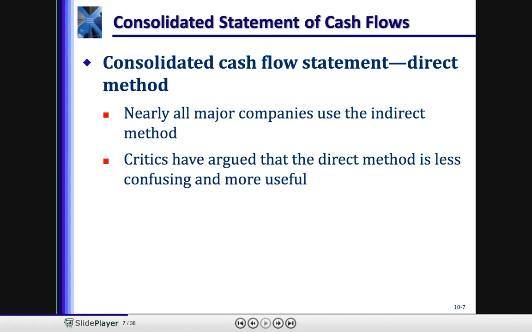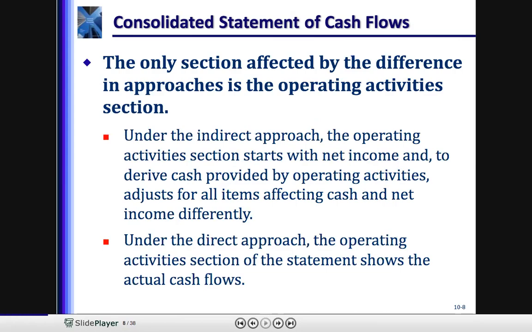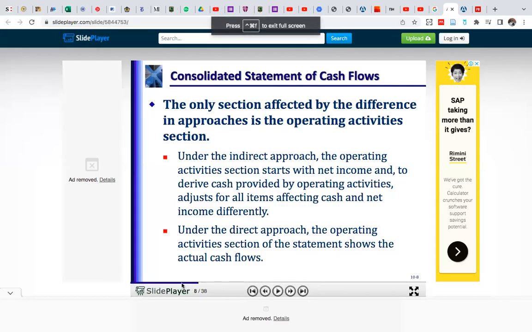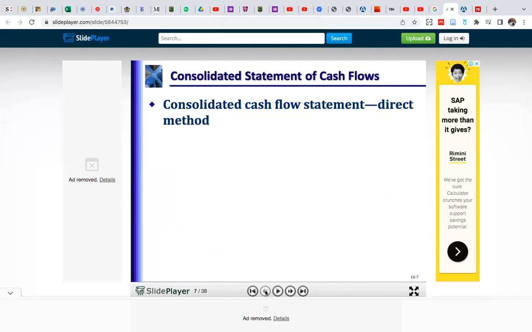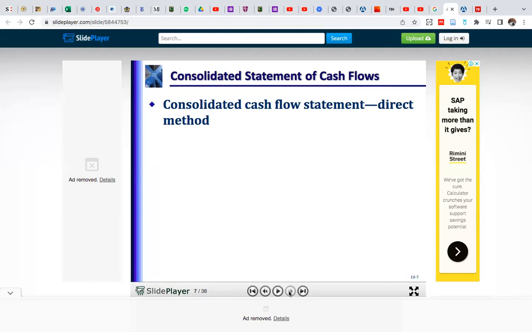This is the research statement that nearly all major companies use the indirect method, and critics have argued that the indirect method is less confusing and more useful. So based on the statement, we can state that the majority of companies use the indirect method, but in fact there is probably an easiness in using the direct method. So let's have a look at this one.